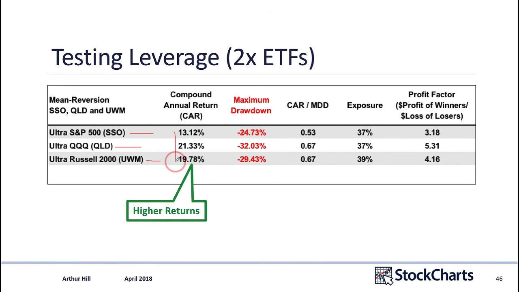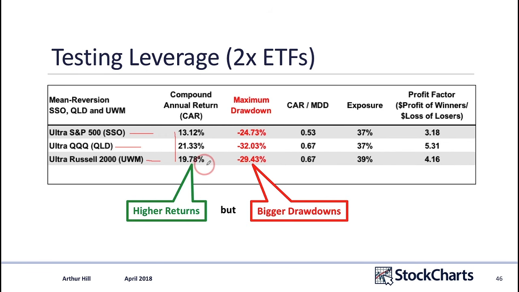But what you can see here is that you are getting higher returns, so we get a compound annual return getting above 20% for QLD and 20% for UWM. But of course, that comes at the price of higher drawdowns from 25 to 32%. And this is just the way the world works. If you want higher returns, usually you're going to have higher drawdowns. And you can see our CAR relative to the MDD is around a half to a third, no big deal. Exposure running around 37 to 39%, and the profit factor from 3 to 5 roughly.